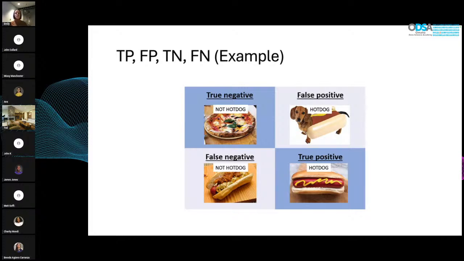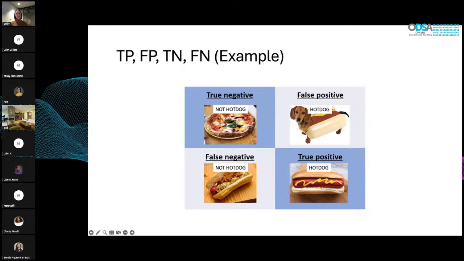So here's a visual way of looking at that. That's kind of fun because it's funny. But a true negative would be, we predicted this was not a hot dog, and in fact, it is not a hot dog. It's a pizza. And a true positive is, we predicted this was a hot dog, and in fact, it is a hot dog.